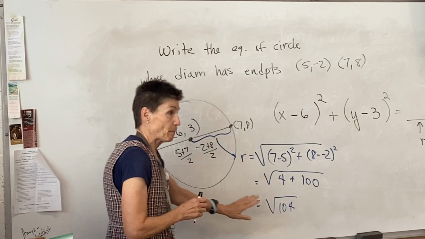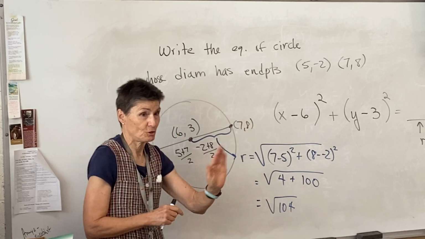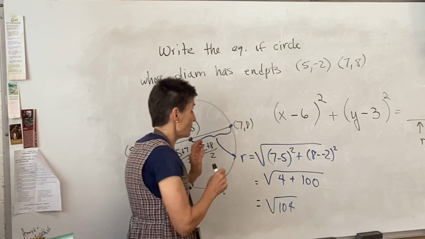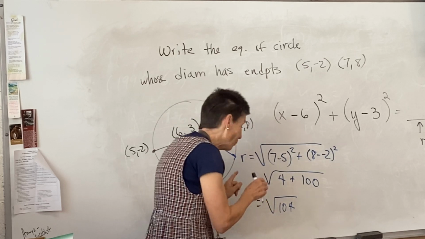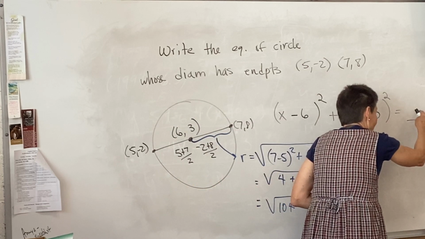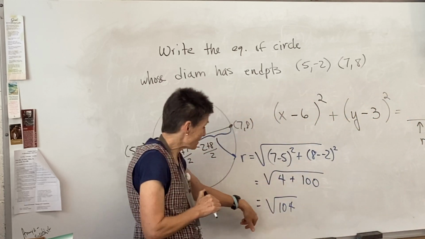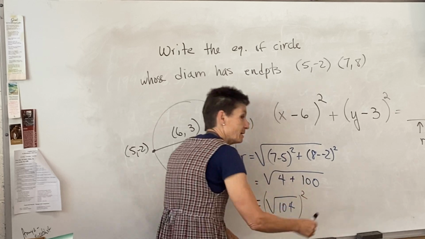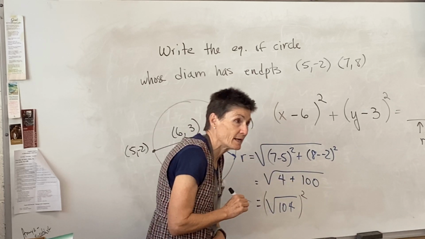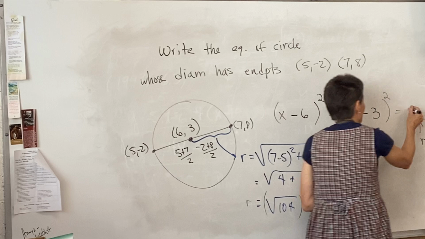Now, that breaks down, but you don't have to, because we don't want to know what the radius is. We don't care. We need to put r squared into my equation. This is r. What happens when I square that? It gets canceled out. It just becomes 104, and that's the number that goes right here.